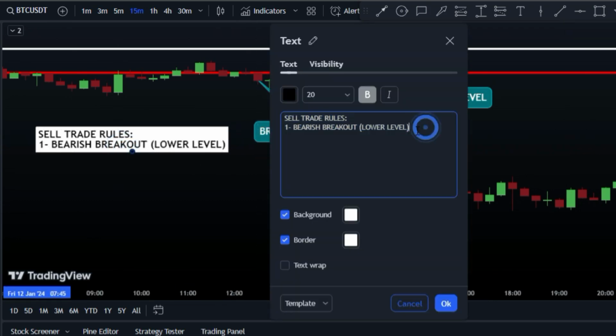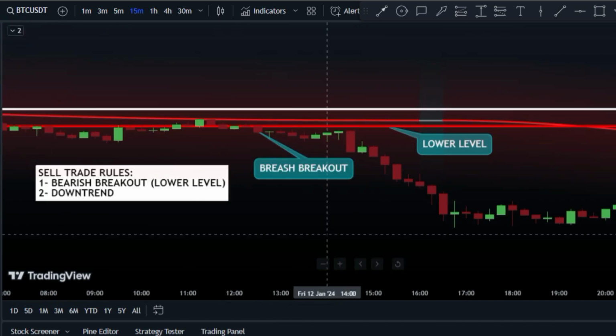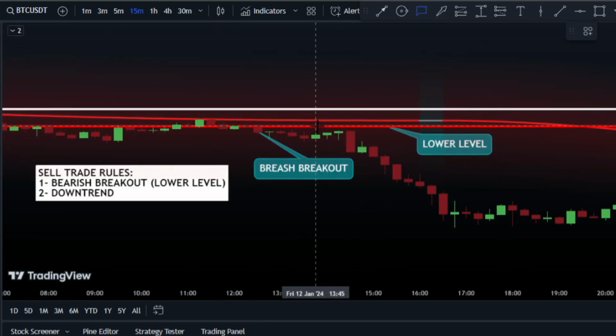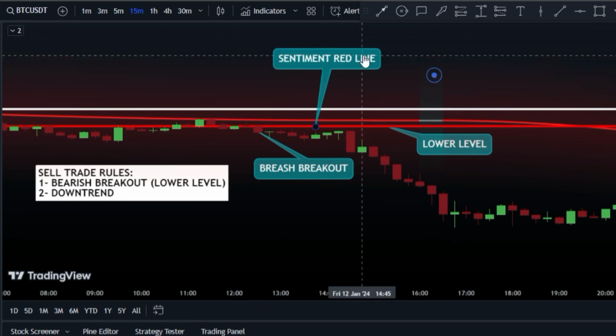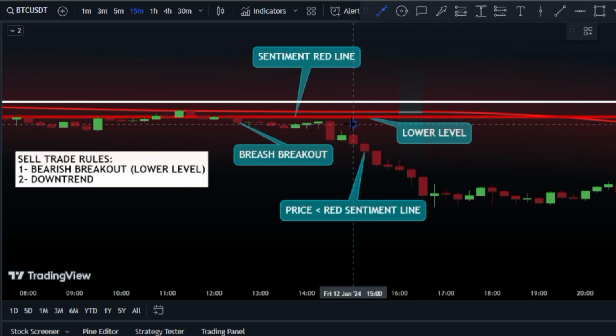And just like in a long trade, it's crucial to align your moves with the prevailing market trend. In this case, since you're looking to go short, you want to ensure that the overall market sentiment is bearish. And to confirm this, the price should be below the sentiment MA line. Only when both conditions are satisfied should you proceed to open a short position.